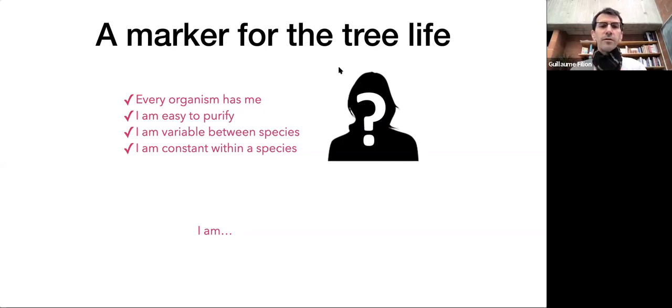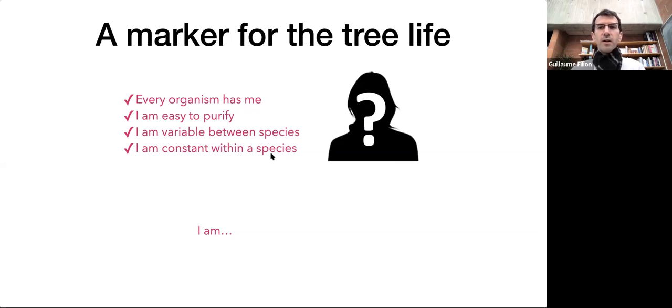And it needs to have very demanding properties. So the first is that every organism must have it. Like, if you cannot find it, then you cannot do anything with it. It must be easy to purify, because otherwise you're going to lose it. It's going to be technically too difficult. It must be variable between species. Of course, if every species is exactly the same sequence, you won't be able to distinguish the species. That's kind of obvious. And it must be constant within a species.